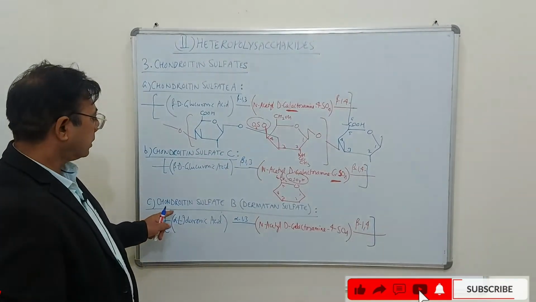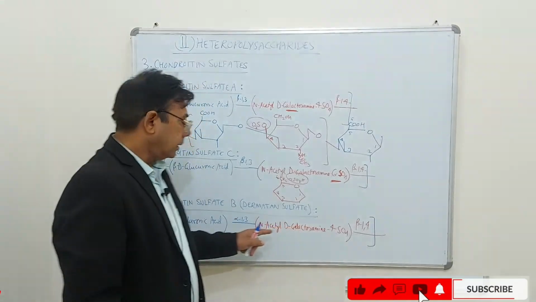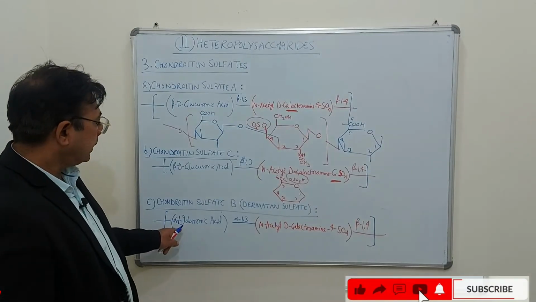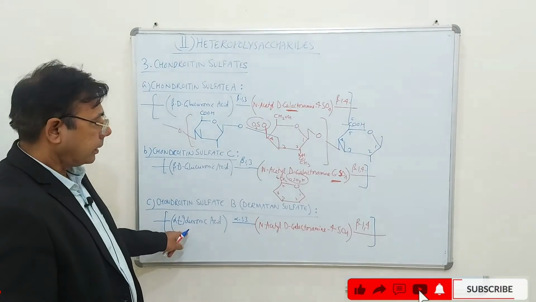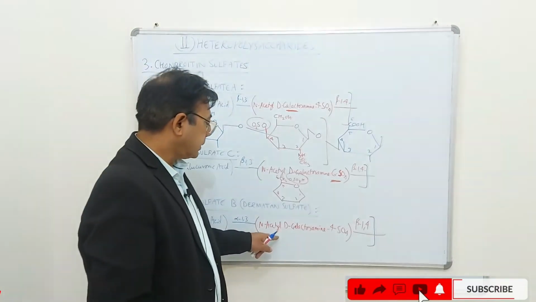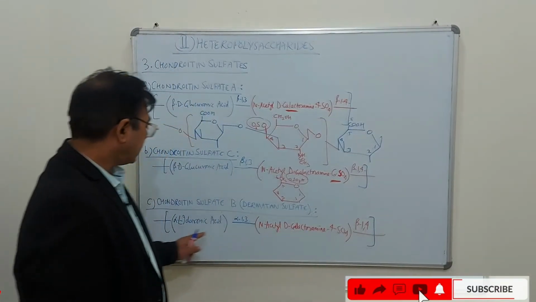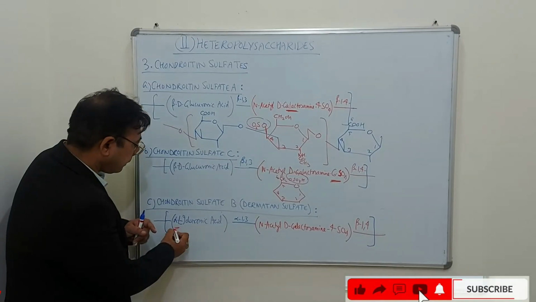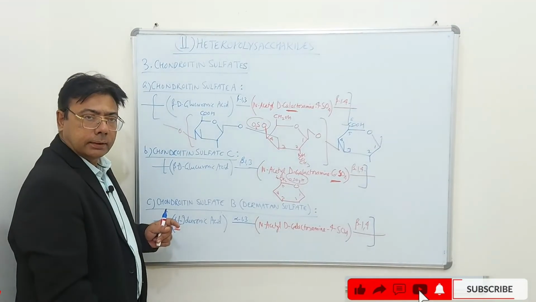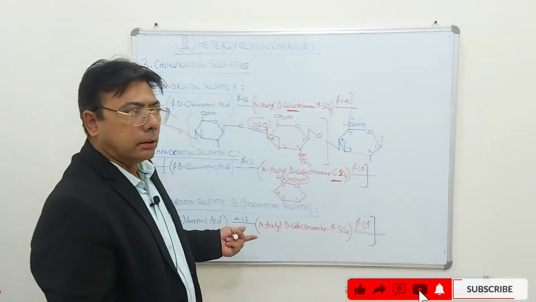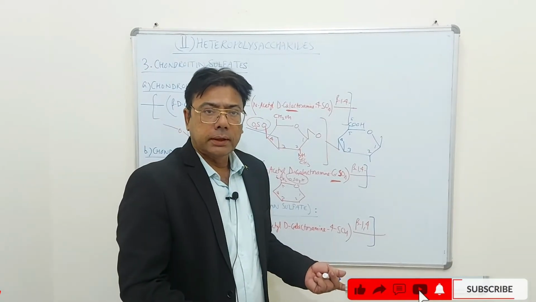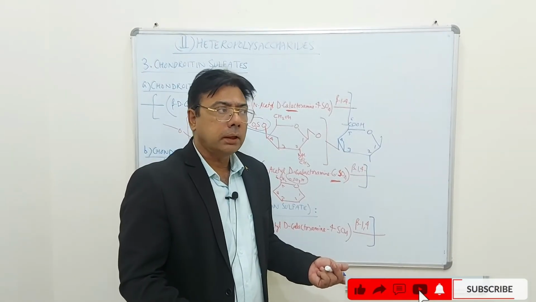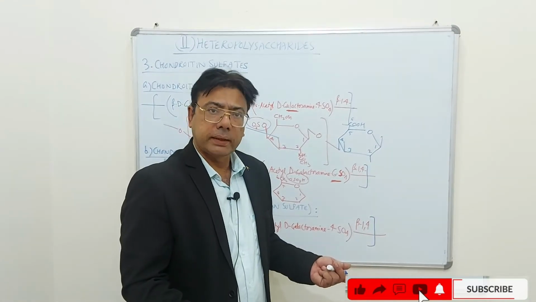Similarly, if you are to draw this chondroitin sulfate B, then you have to take L-iduronic acid and connect it with N-acetyl D-galactosamine. The second difference is that here you have to take alpha L-iduronic acid, and because I have described all these sugars before, you can draw this structure on your own and you should try to practice it yourself.